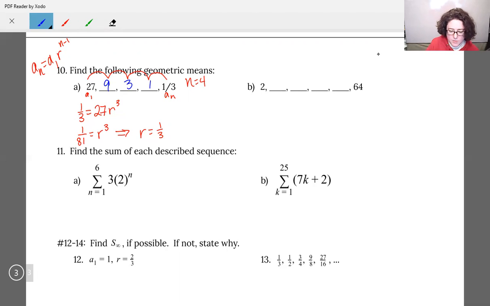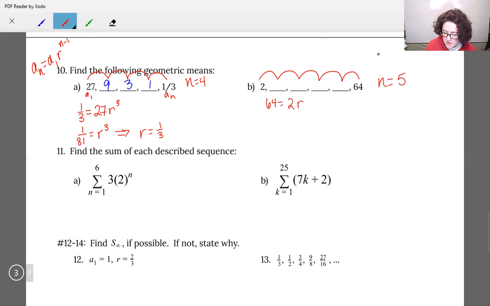Okay, part B. So same thing. We've got 1, 2, 3, 4, 5 steps. So n equals 5. We ended with 64. We started with 2, and we have n minus 1, so r raised to the 4th power. All right, divide by 2 gives me 32. What number raised to the 4th power gives you 32? Or take the 4th root on your calculator. So r equals 2. So multiply by 2 at each stage. So 2 times 2 is 4, times 2, 8, times 2, 16, times 2, 32, times 2 is 64.